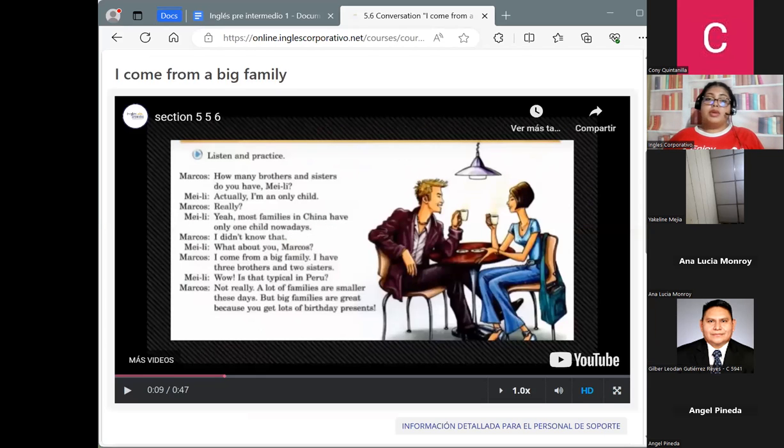And in this case, we have the contrast, the different things between the situation of Marcos and May Lee, because for him it is very common to have a lot of people in the house. But for May Lee, it's not like that because she is the only child of the family.